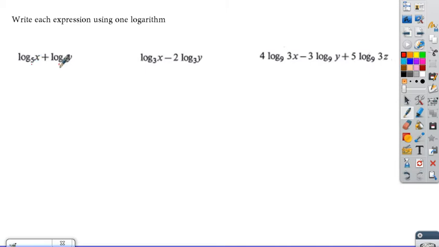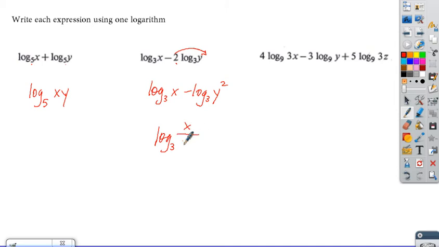So I have same base. You got to verify that first. I see addition, so I'm going to bring them together using multiplication. Log base 5 of xy. Here I see subtraction and a power. So I'm going to put that power up first, and then I'm going to divide. So I'm going to end up with log base 3 of x minus log base 3 of y squared. Again, if you can skip steps, that's fine by me as long as you're getting it correct. And that's going to simplify to log base 3 of x divided by y squared.